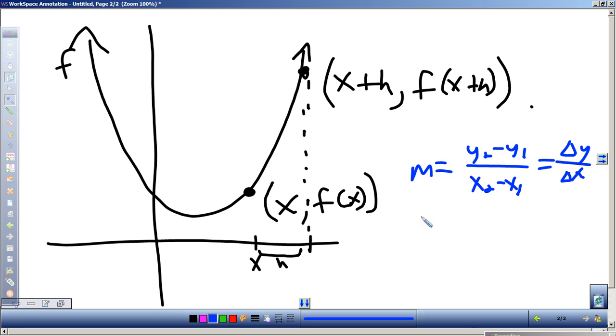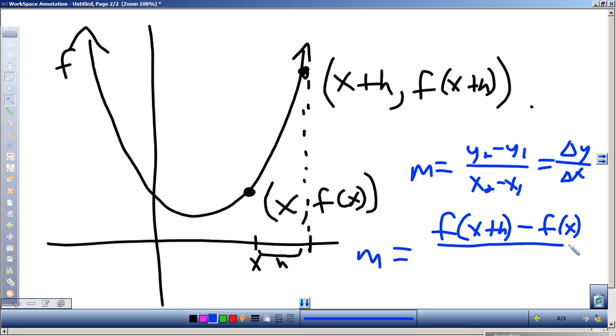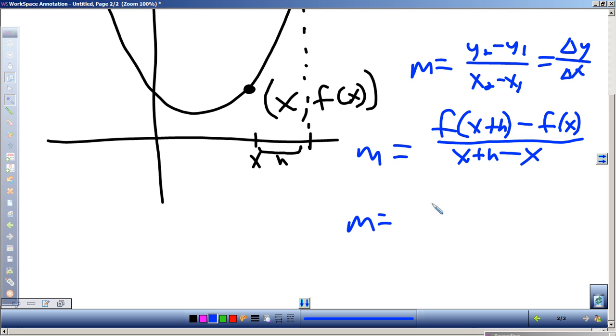So what is y2? So yeah, f of x plus h minus, what's y1? f of x, divided by, what's x2? x plus h minus x1, x. And we can simplify this. m equals f of x plus h minus f of x all over h.